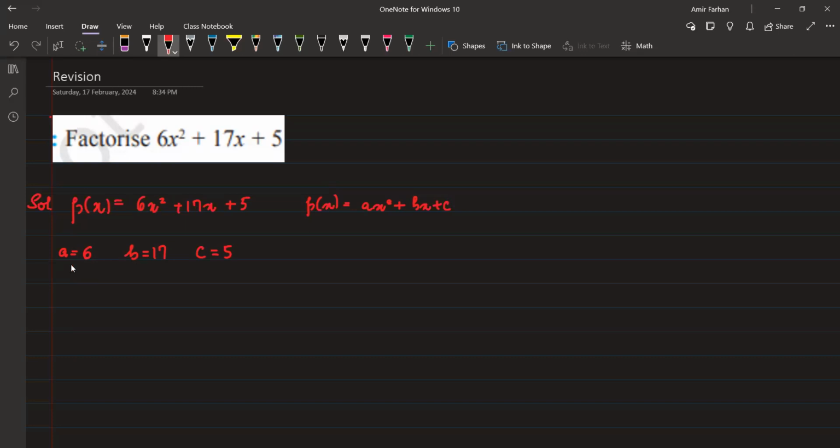So let's understand how to split the middle term, that is 17x. You have to split this in a similar manner. I am splitting b as r1 plus r2, or I can split b as r1 minus r2. It depends on the question. So this a, c should be equal to r1 into r2.